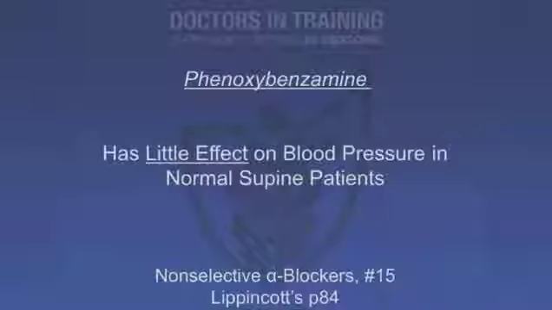And now, it causes little effect on blood pressure in normal supine patients. So you're laying down, you're not doing anything, this medication will not affect you severely. Now, it will reduce your blood pressure during times of elevated sympathetic tone. So an example of that is when you stand up. So you stand up, your sympathetic tone clamps down to maintain your blood pressure, but on phenoxybenzamine, you're not going to be able to because your alpha receptors have been blocked.